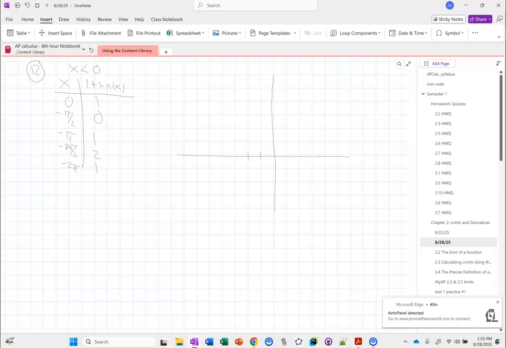So if I start drawing a picture of this, every tick mark is going to be half a pi. So I have an open circle at 0, 1 because it's a strict inequality. And then I have 0, and then I have 1 again, and then I have 2, and then I have 1 again. So this thing is just going to kind of do that.